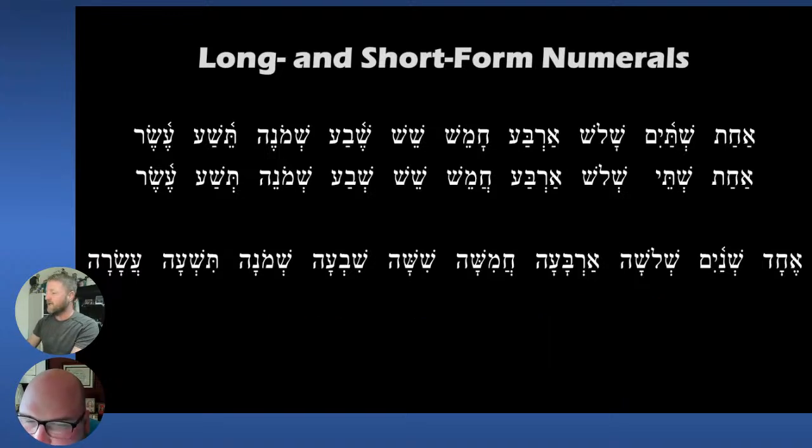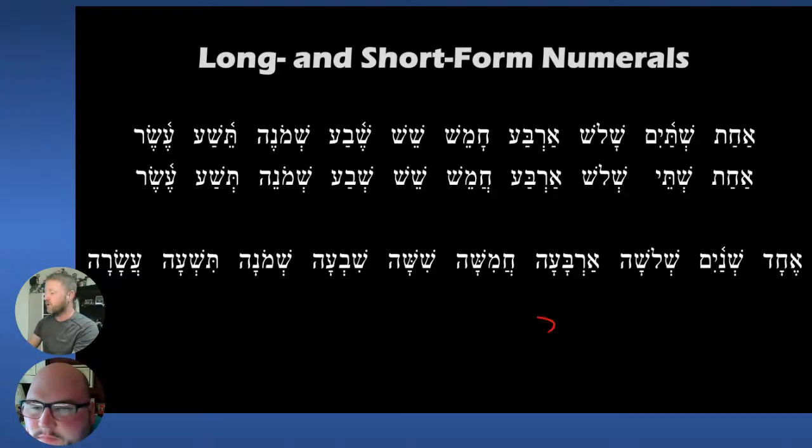Okay, it's a bad idea to think of this as a feminine marker because these are all plural. 3, 4, 5, 6, 7, 8, 9, 10. These are all plural. If they were marked as feminine, it would be shloshot, arbaot, chamishot, because the feminine plural is ot. The feminine plural is not a. So it's a bad idea to think of these as feminine. It's better to think of them as long.